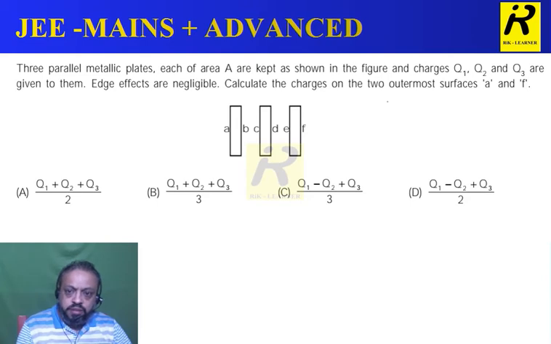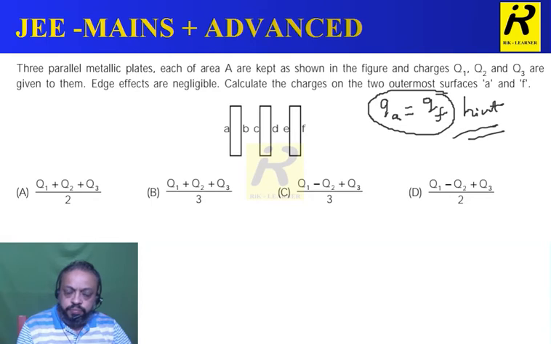Remember, the charge on surface A must be equal to the charge on surface F. This is the hint, so you have to use it. In this situation, we are given charge Q1 on the first plate, Q2 on the second plate, and Q3 on the third plate.